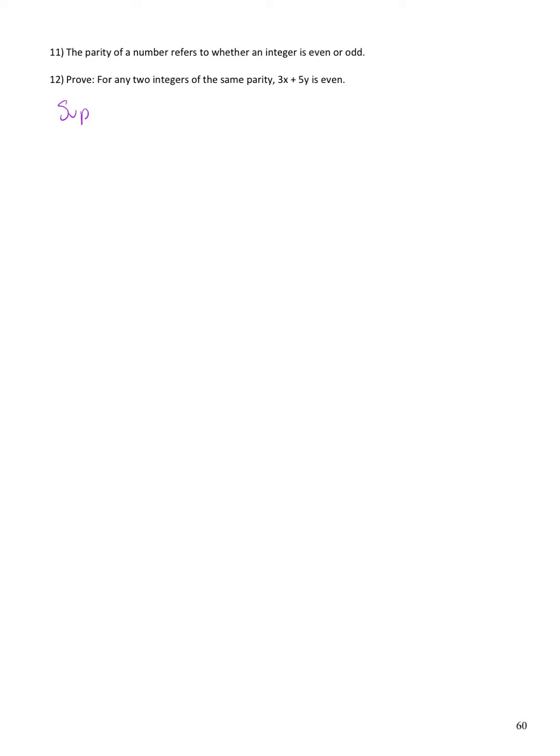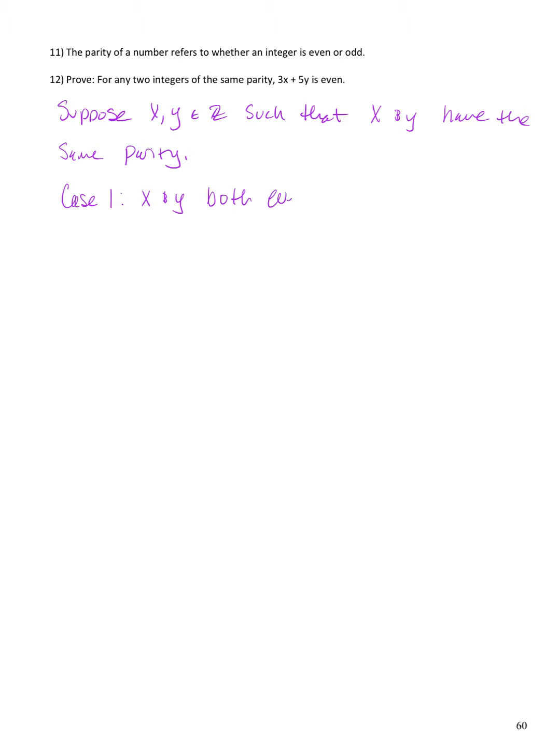So we would suppose x and y are elements of the integers such that x and y have the same parity. So case 1, x and y are both even. They would have the same parity if they're both even. Okay, then x equals 2k and y equals 2j for some k and j in the integers.